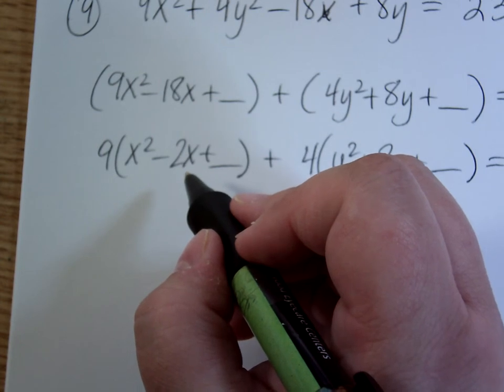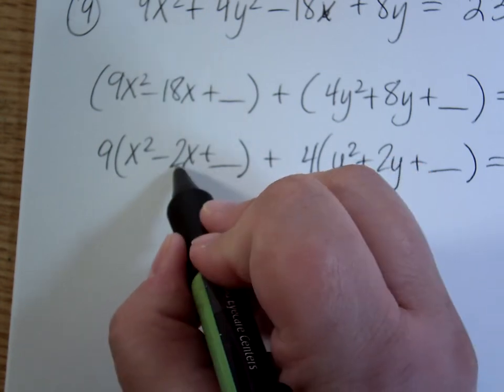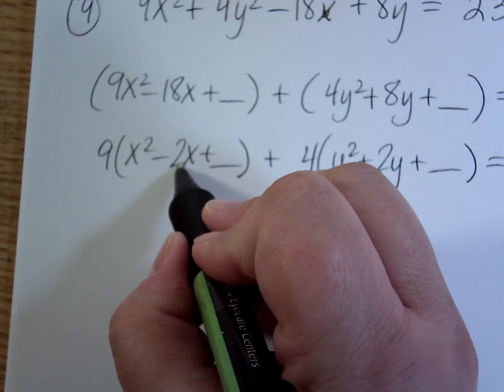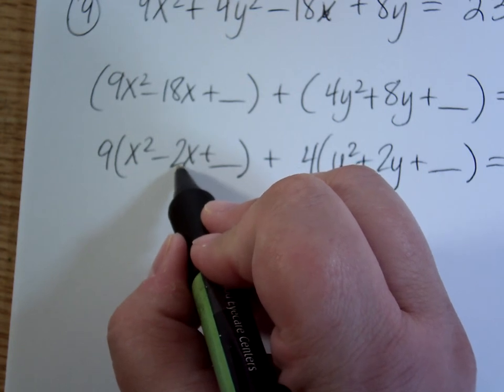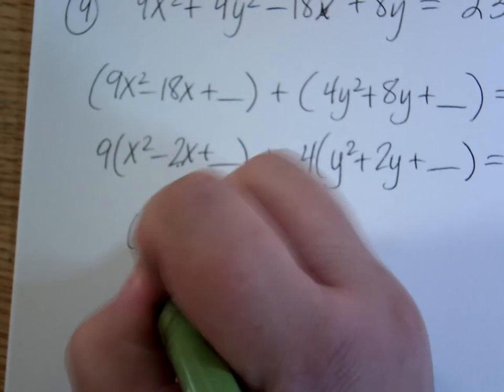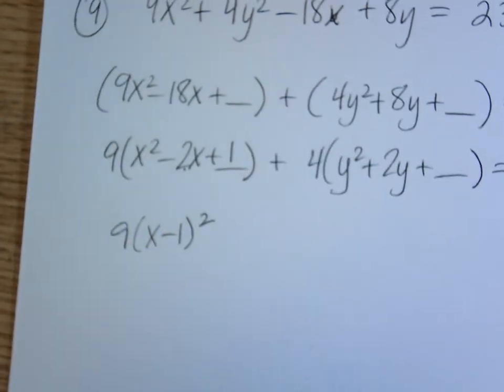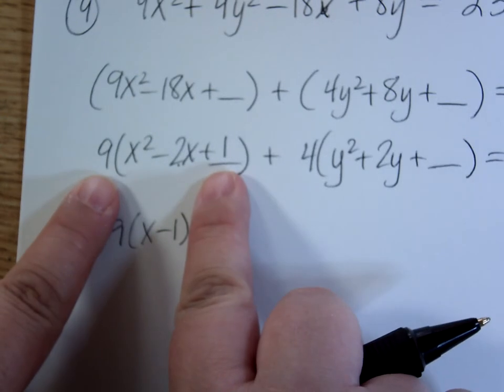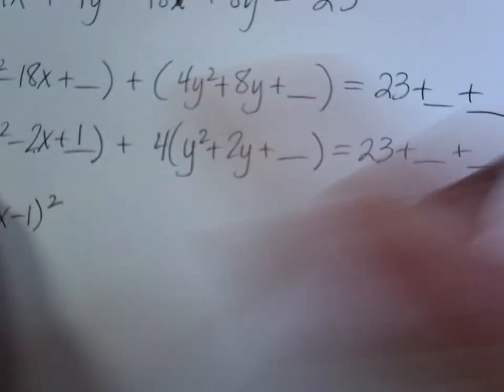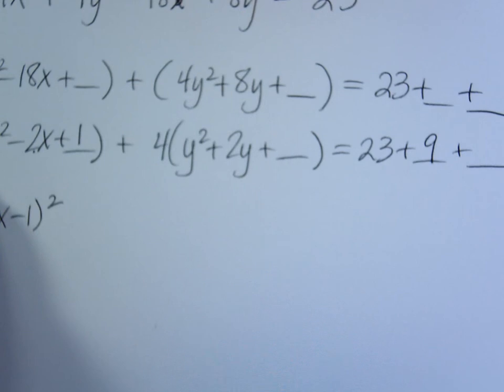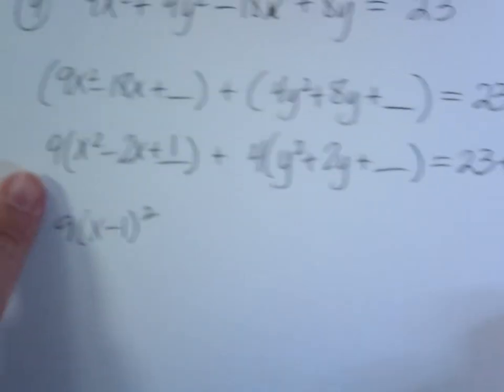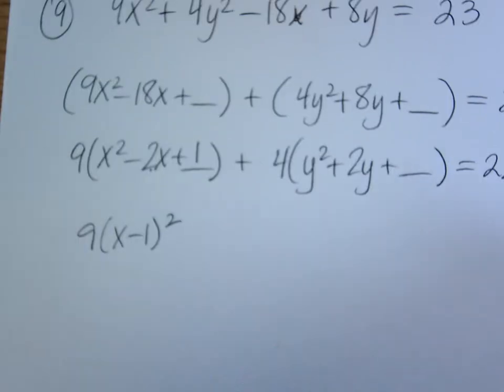Now I'm going to go ahead and take half of this number and square it. So half of this number is negative 1. That goes here. And square it, I get 1. What I just added to the left-hand side was 9 times 1, so I put 9 times 1, which is 9, on the right-hand side. That's because I have a number up front.